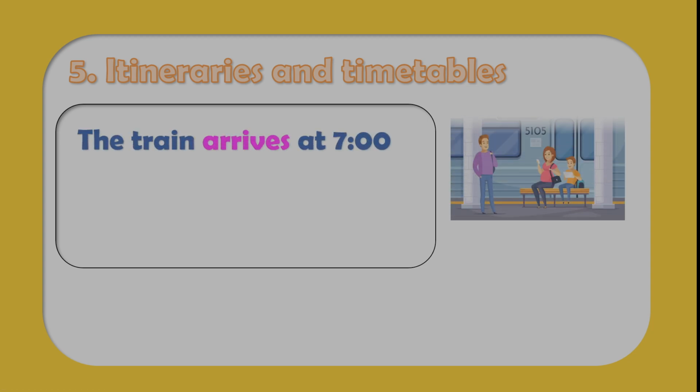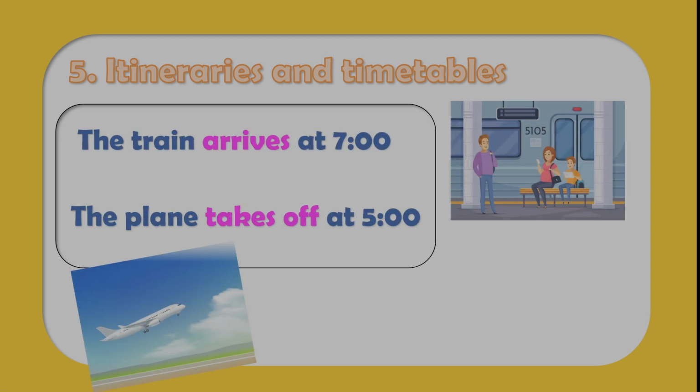Number five, itineraries and timetables. For example, the trains arrive at 7 o'clock or the plane takes off at 5 o'clock. In other words, schedule.